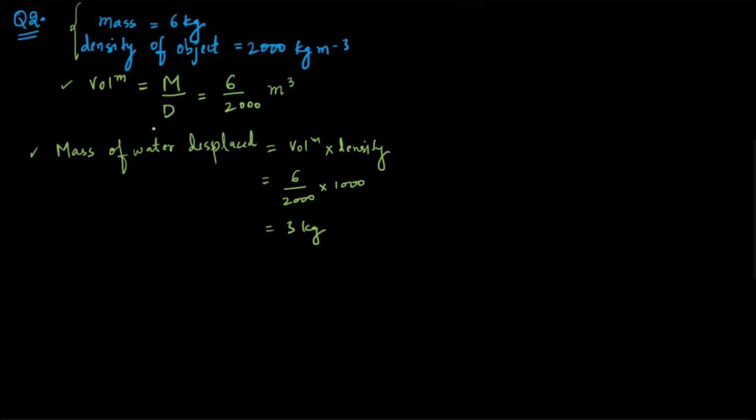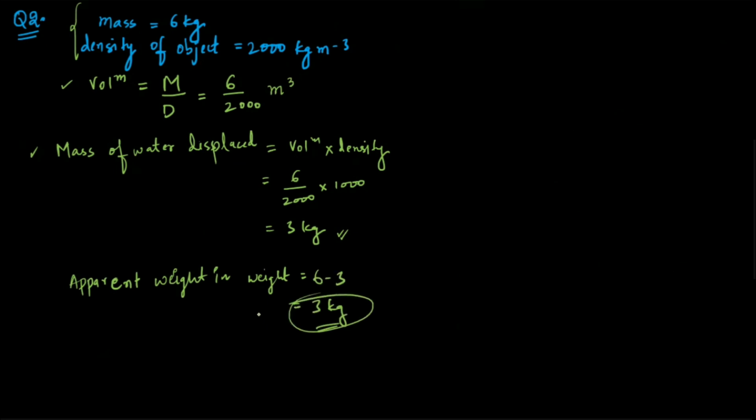Now we have to find out how much mass is going to get displaced. Mass is nothing but volume times density. We already found volume, which is 6 over 2000, times the density of water, which is 1000. So this will give us that 3 kgs of water will get displaced. Oh yes, thousand times. Oh, the water's density is 1,000, right? Oh, yeah, so the apparent weight in water of the object is going to be 6 minus 3, that is 3 kgs.